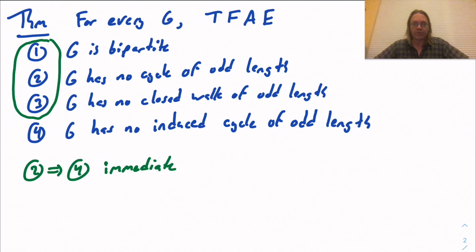Because we already know that the first three conditions are equivalent, the only thing we have to do is prove that something in 1 through 3 implies 4, and 4 implies one of those earlier ones as well. So I'm claiming that 2 implies 4 is quite immediate. Why? If you have no cycle of odd length, you certainly don't have an induced cycle of odd length, because induced is just a special type of cycle. Now, to complete the proof, we're going to do 4 implies 2.